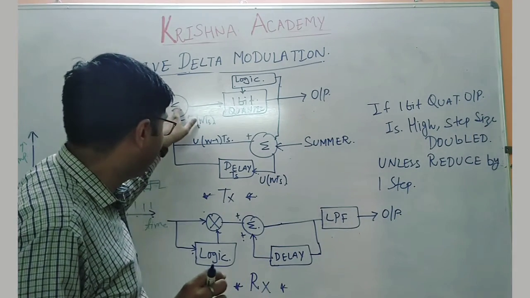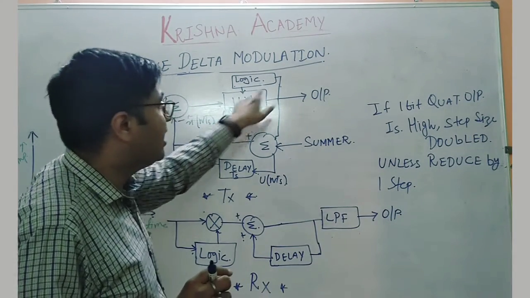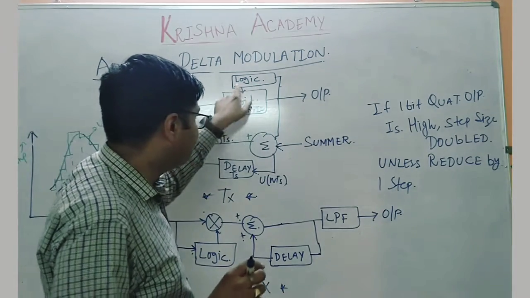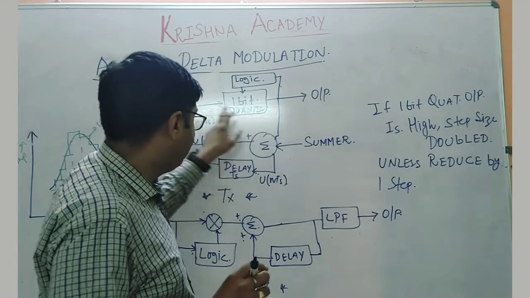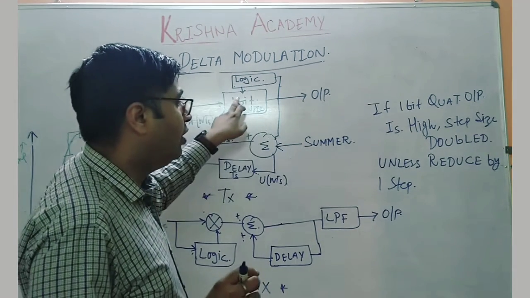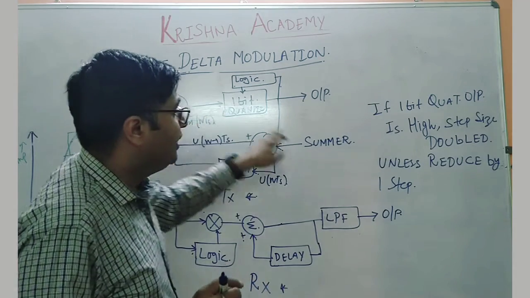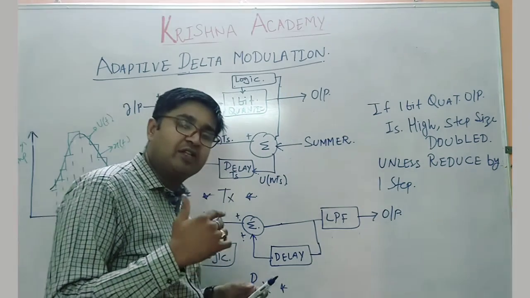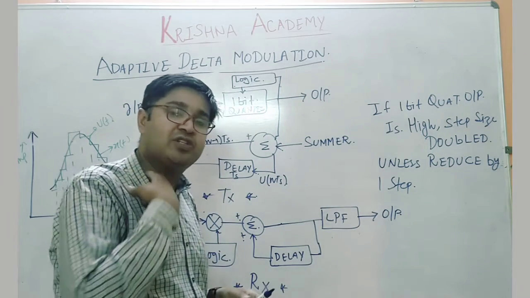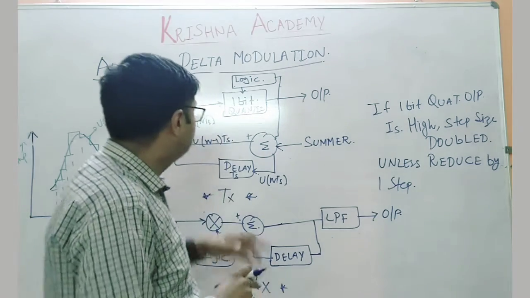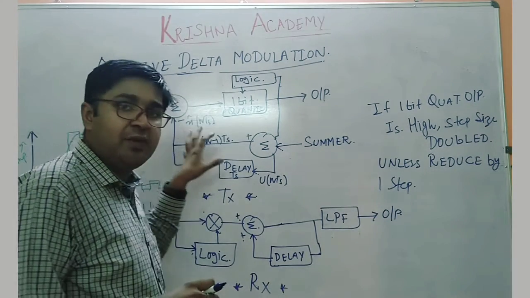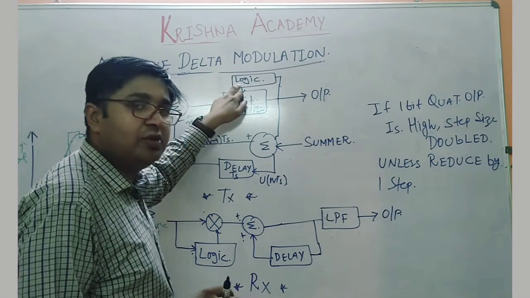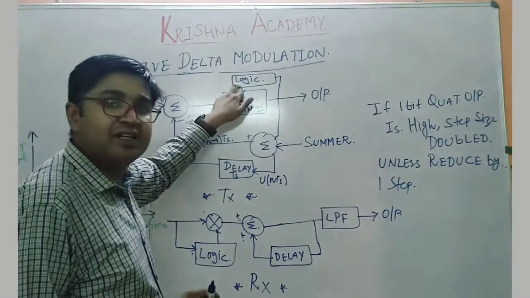If the 1-bit quantizer's output is high, then the step size will be doubled by this logic, and if it is low, then the step size will be reduced by one step. A lesser step size will accommodate the small changes or no changes at all. So the basic circuit remains the same, but the difference is that this logic control has been introduced in this circuit.